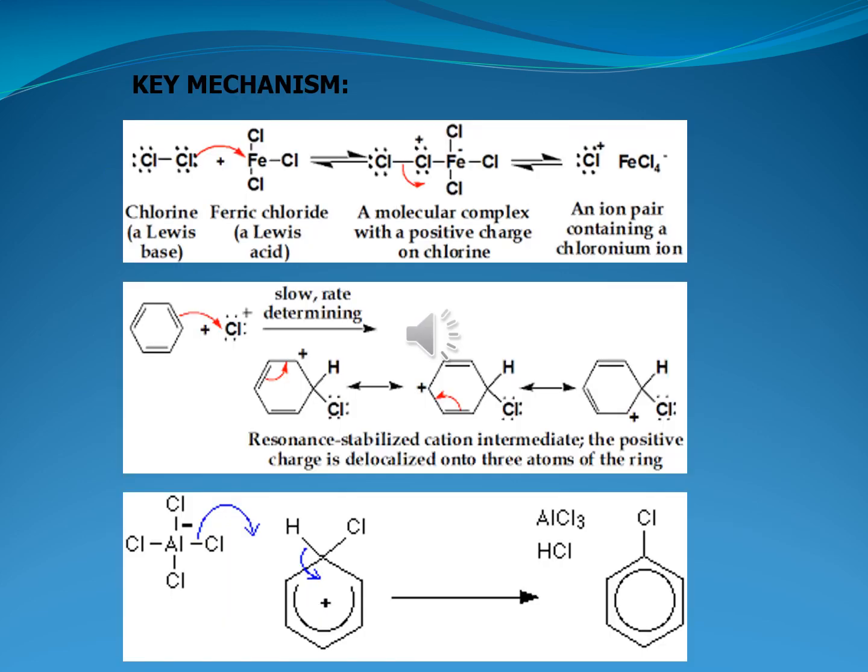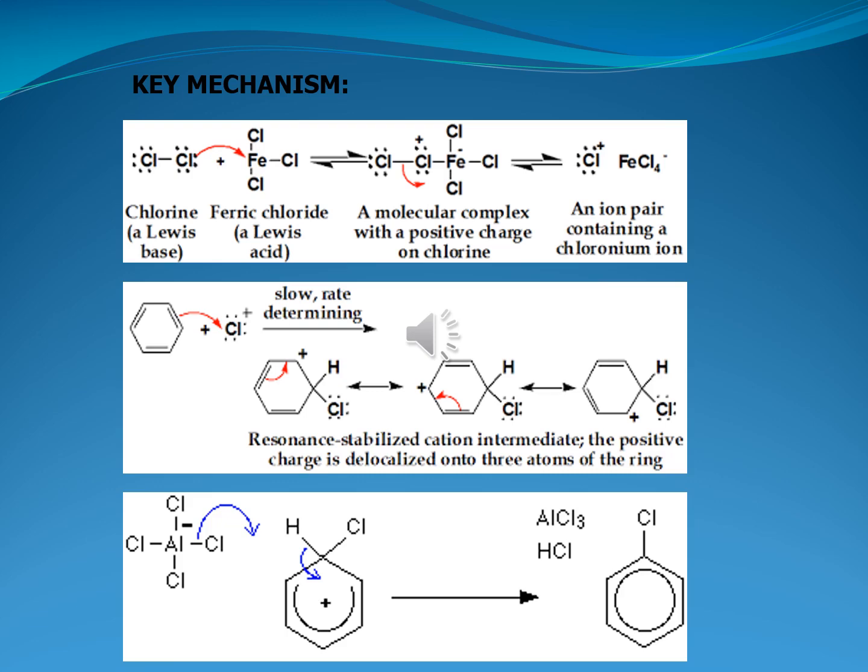The key mechanism of chlorination consists of the following three steps. In the first step, the formation of the electrophile takes place. In the second step, the pi electrons of the benzene molecule attack the electrophile and produce the sigma complex. In the third step, deprotonation of the benzene molecule gives the final product. Let's see each step in detail.